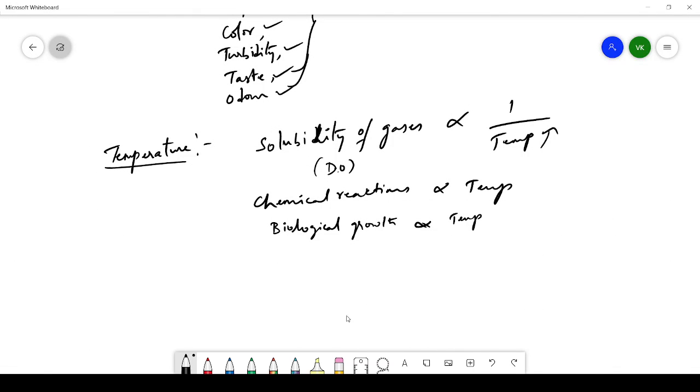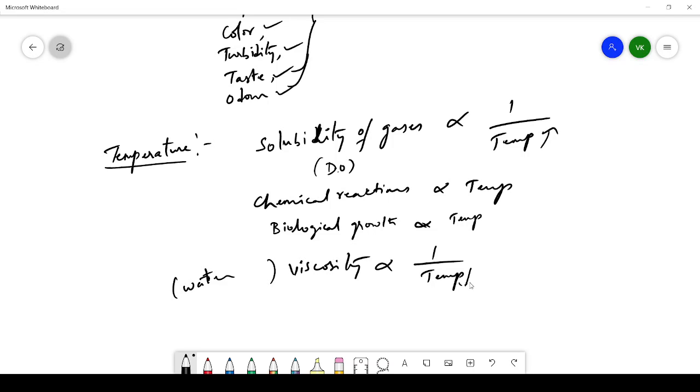Okay. And one more thing you should take care of temperature is viscosity. The importance of viscosity is very much needed during the distribution of water. Generally, viscosity is inversely proportional to temperature. When we talk about water, the viscosity will be high if temperature is less.